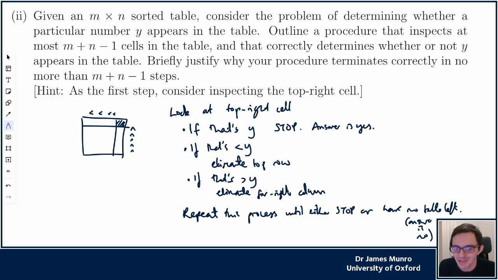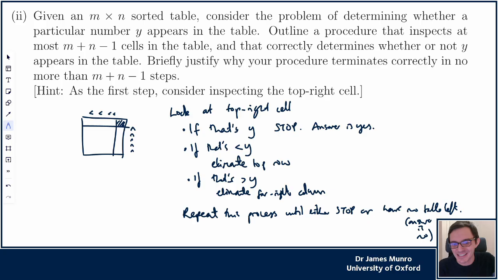If you're looking for a bigger number, go down. If you're looking for a smaller number, go left. If y's in there, then you will find it. Okay, this is the right number of steps because I will only inspect things. How many elements do I need to inspect? There are m rows, n columns, so m plus n, but my eliminations mean that I eliminate the last cell for free. It's 1 by 1, but I eliminate it all at once.